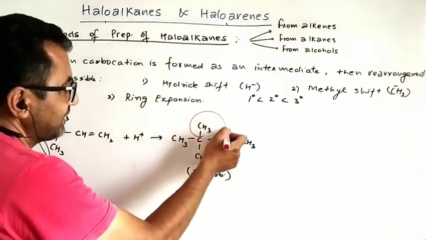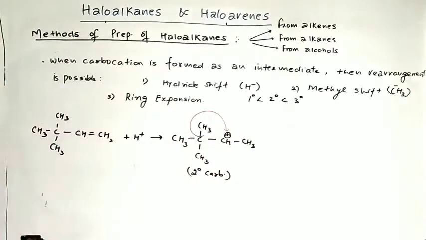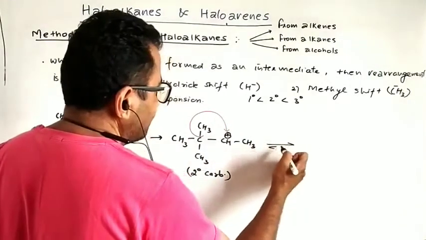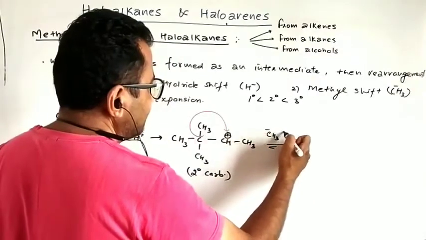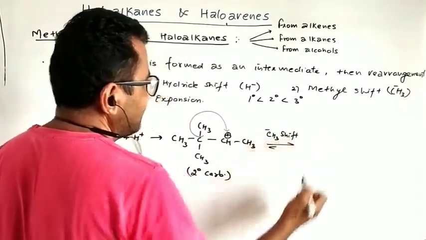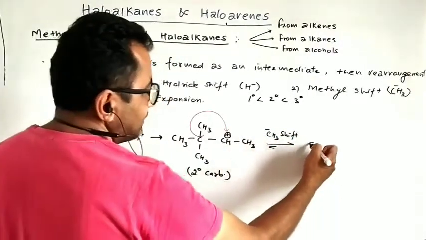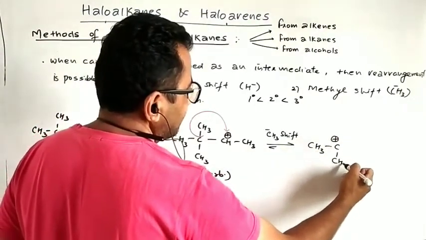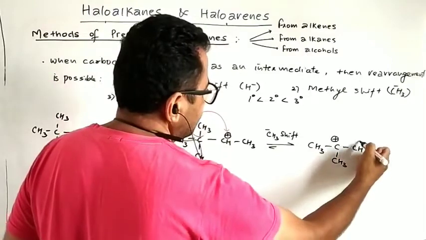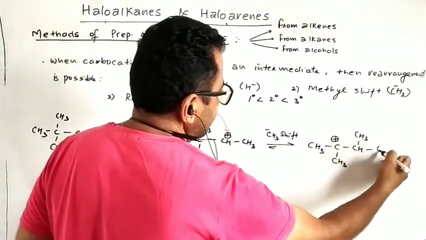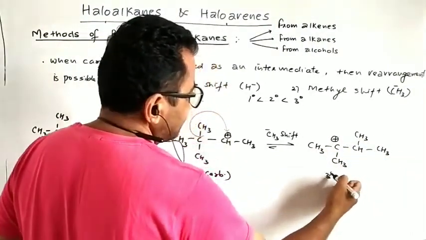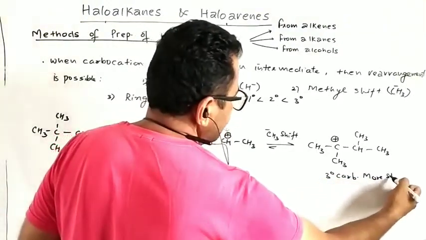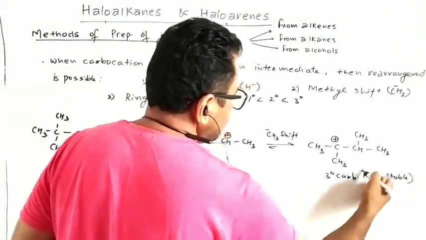Now the methyl shift is there. The whole CH3 group along with the electron moves. So this CH3 shift is called methyl shift. It produces CH3C positive charge here: CH3, CH, CH3, CH3. This is your 3 degree carbocation, which is more stable.